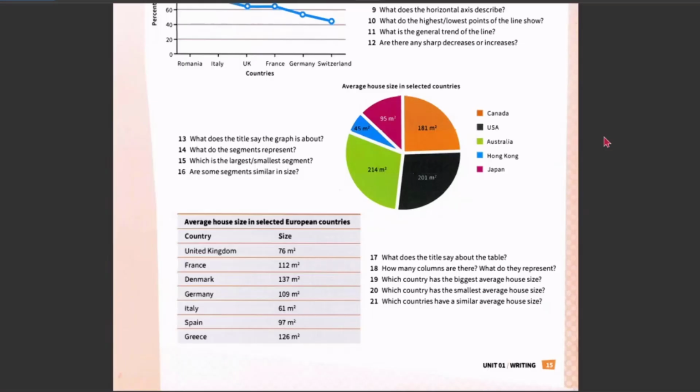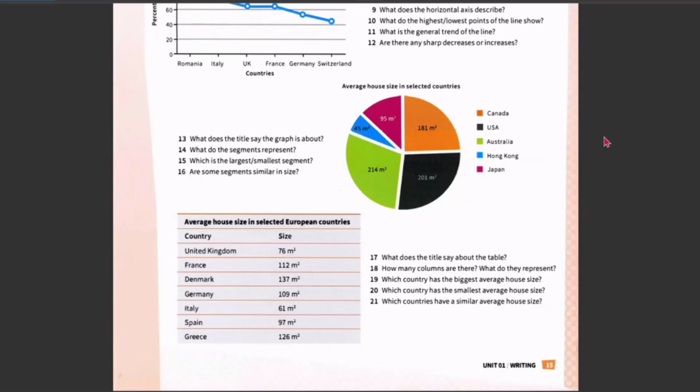Whenever you have to state the similarity, you have to select the pair that has the least amount of difference. For UK and Italy, it is 61 and 76, right? So what is the difference? 76 minus 61 is 15. And for France and Germany, the difference is just 3.